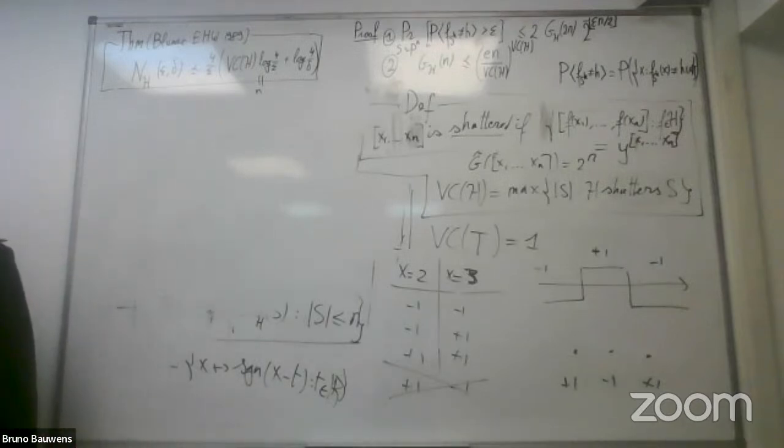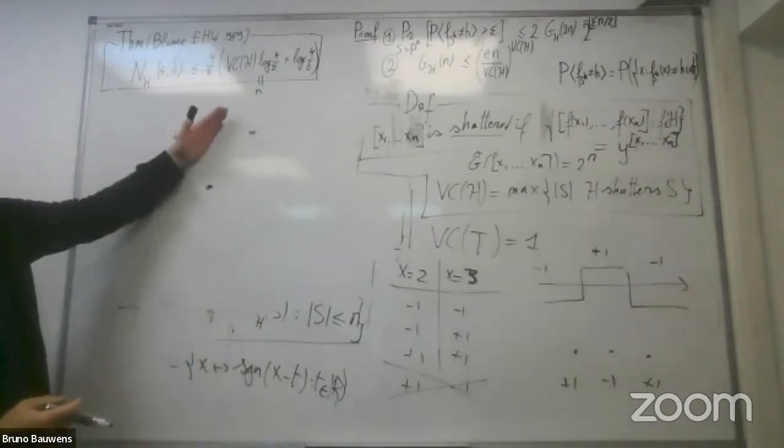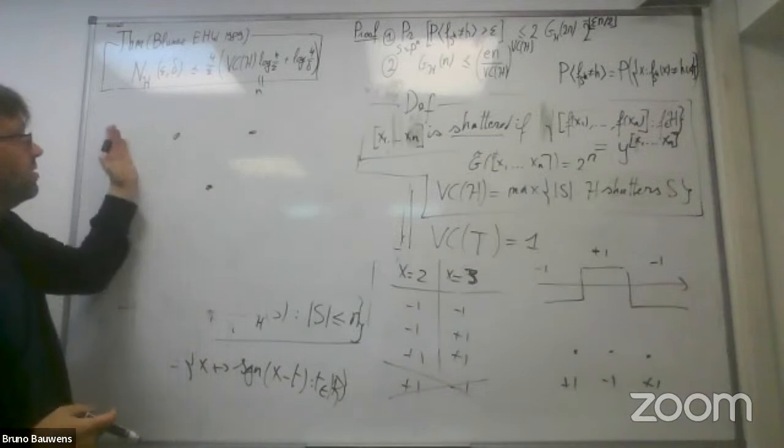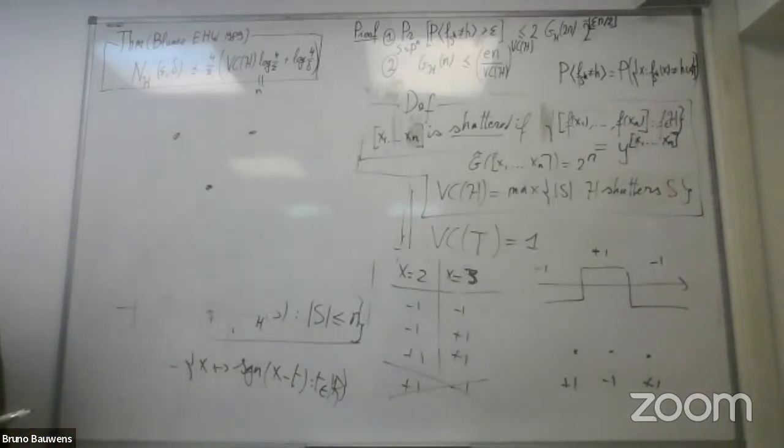So what do you think? I think it is 2 or 3. Yeah, so 3 points is easy to shatter. You can always draw a line. Okay, 4 points. Can we shatter 4 points?